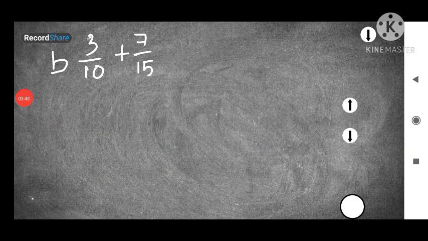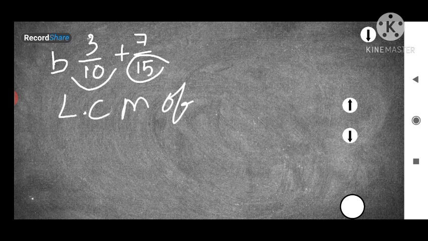Now here 3 upon 10 and 7 upon 15 is the next question. Now you can see here again their denominators are different, isn't it? If denominators are different, then what we have to do, we have to find LCM, isn't it? LCM of 10 and 15 is what?